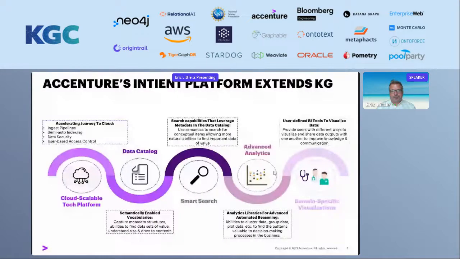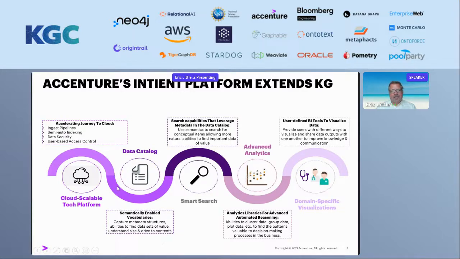So basically, what we've done is we have built a platform called Intient that is in an alpha stage right now, moving to beta. What we are able to do is we have a highly scalable cloud technology platform that answers the mail on that journey to cloud piece I talked about. So we have robust ingest pipelines. We can semi-auto the indexing. It comes with all of the security, so we can handle HIPAA controlled data. And we have things like user-based access control and all of the guts you would expect a full-blown enterprise cloud-level IT system to have.